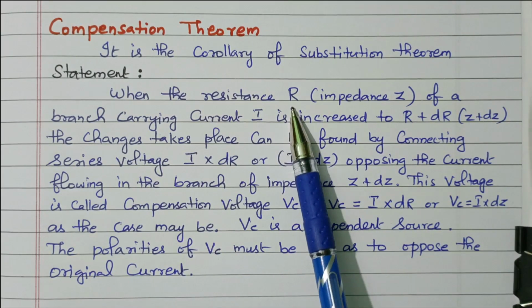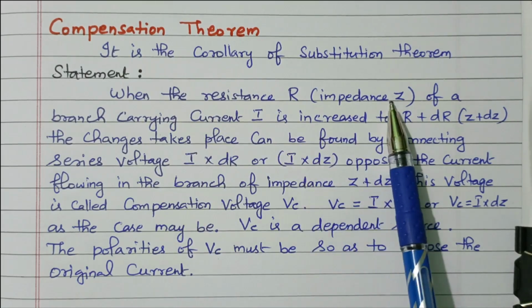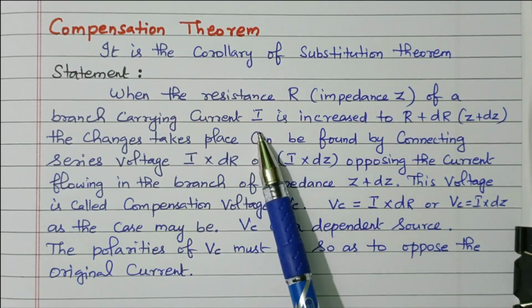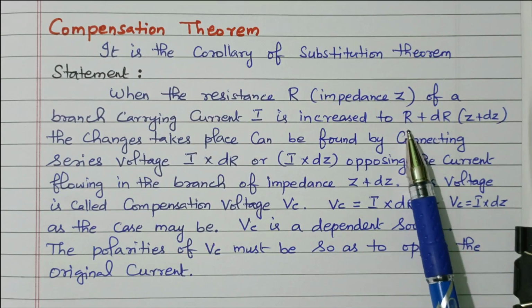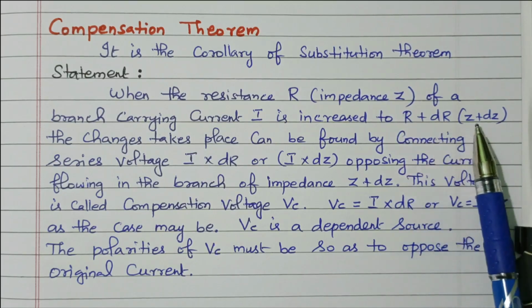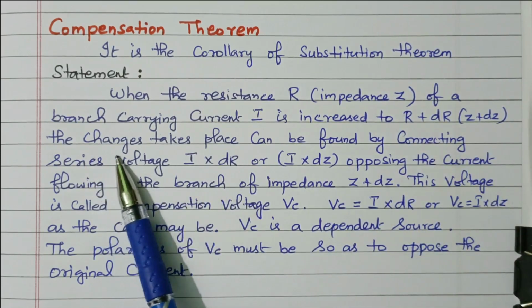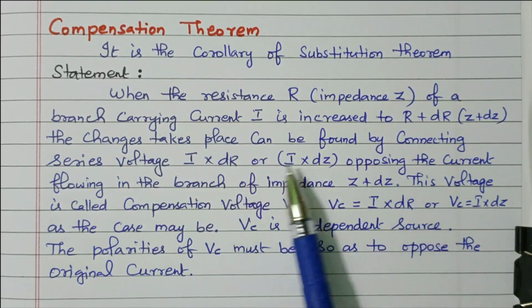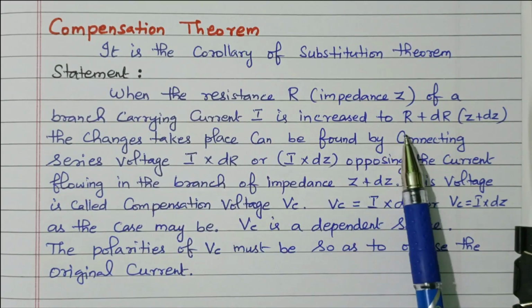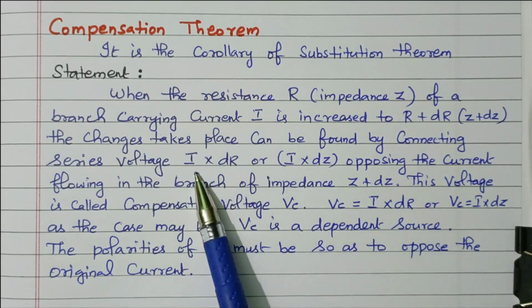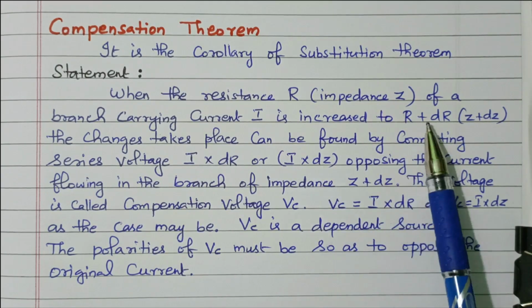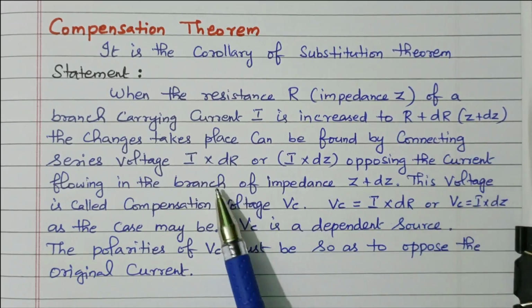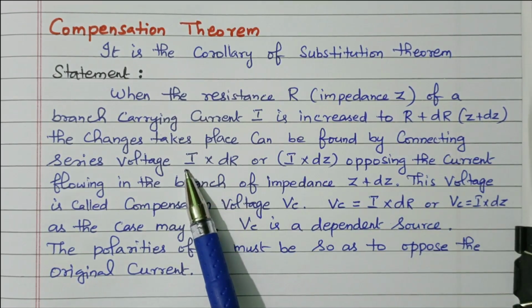Right? So one network is available with resistor R or impedance. In that, the carrying current is changed by changing the resistor to R plus dr or Z plus dz. The changes that take place can be found by connecting a series voltage source. When the resistor is increased, we have to connect the series voltage. That voltage is I into dr or I into dz, so that we can compensate. While increasing the resistor or impedance, the corresponding series voltage should be added.